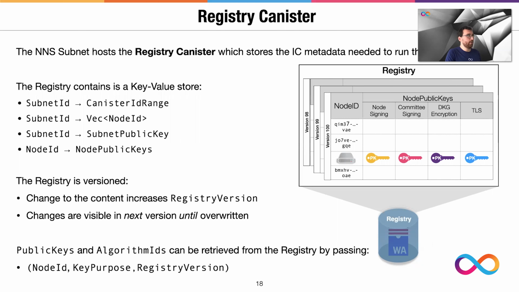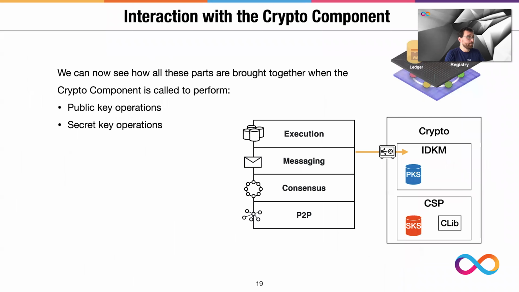Right. So now I think I covered all the building blocks that are involved either inside the crypto component or on the outside. So what I would like to do now is to try to describe how the crypto component is integrated in the Internet Computer Protocol, and how other components can actually call out to crypto to perform cryptographic operations. The most interesting part, of course, is the interaction that includes key operations, so being either public key operations or secret key operations. So we can look at both of them.